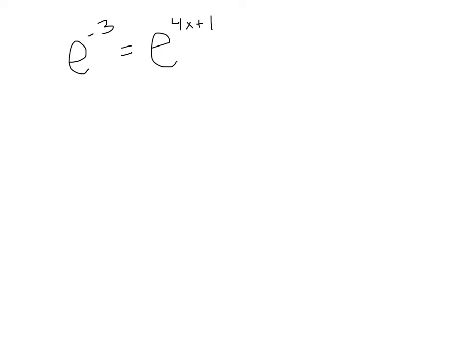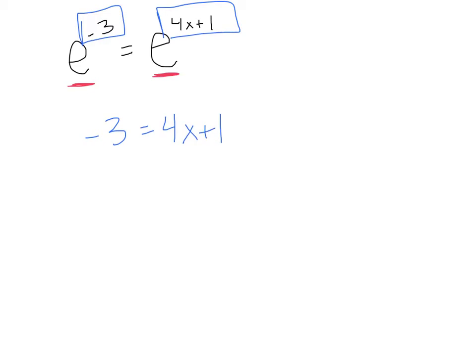With our exponential problems, we also have that natural base e. But we can still solve using common bases again, because both of these expressions on both sides of the equation have a base of e. So we can just go ahead and set our exponents equal to each other. e to the negative 3 equals e to the 4x plus 1. So we can say that negative 3 equals 4x plus 1. And now it's just a matter of solving. So we'll get negative 4 equals 4x. Divide both sides, and we get x equals negative 1.